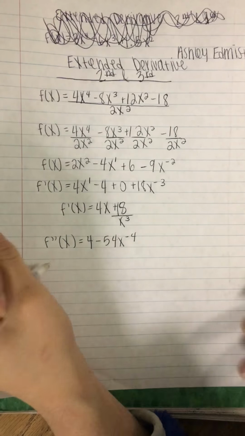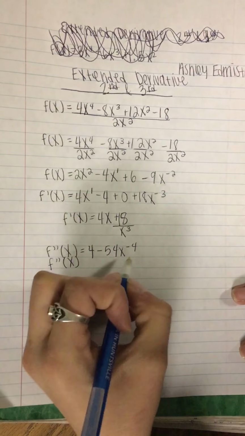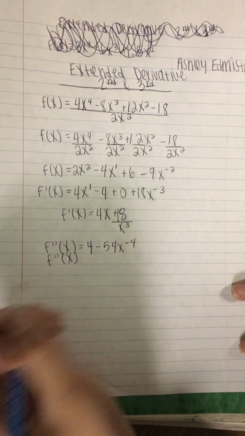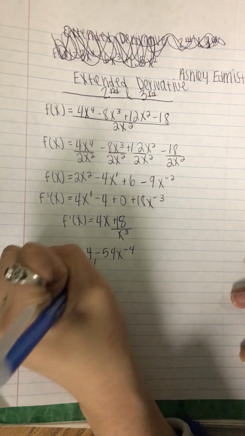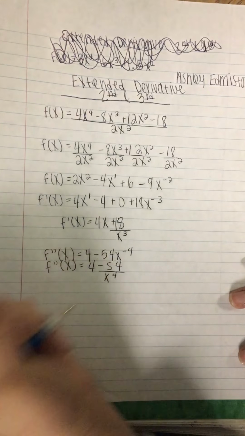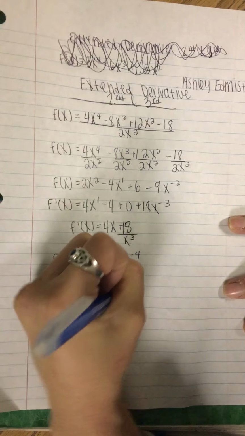And since we're asking for the second derivative, we would have to simplify it over a fraction so that the negative moves to a positive. So it would be f double prime equals 4 minus 54 over x to the fourth, and that's all for the second derivative. So you would box that.